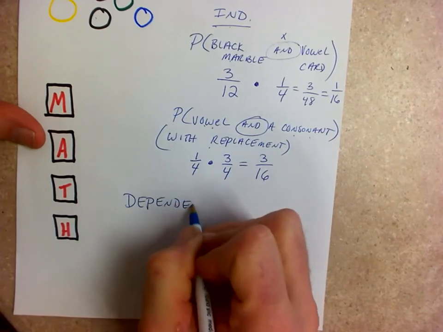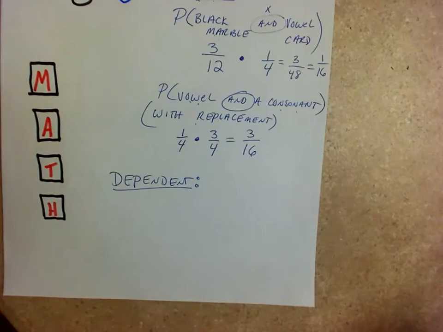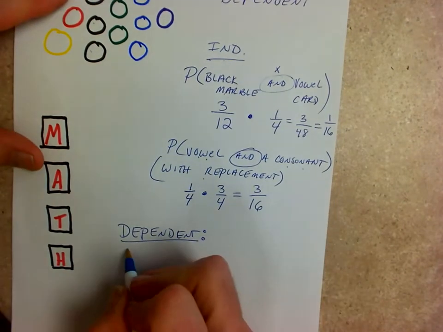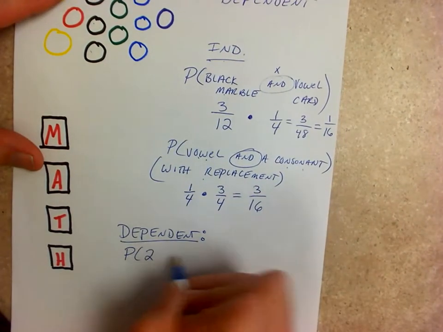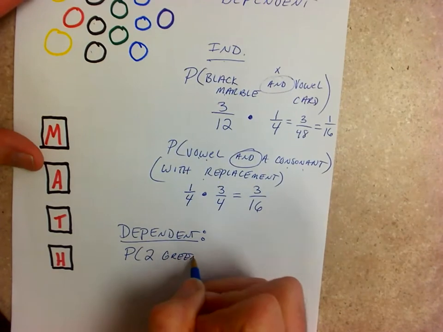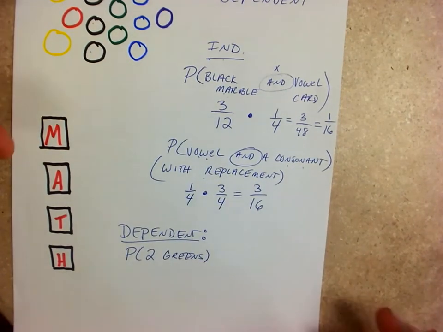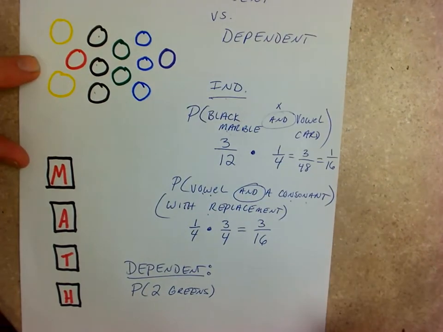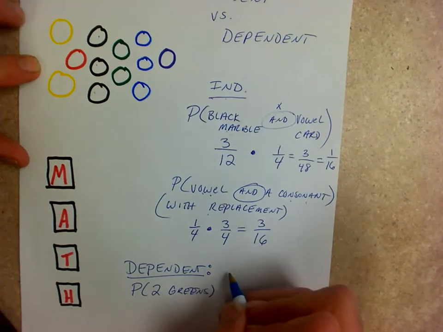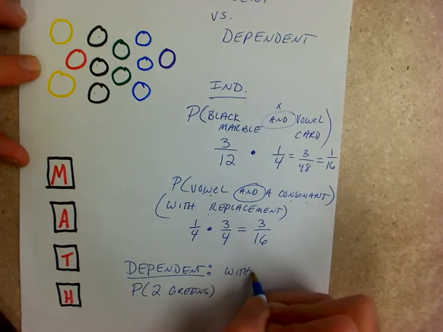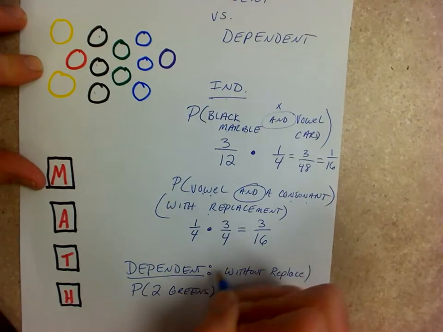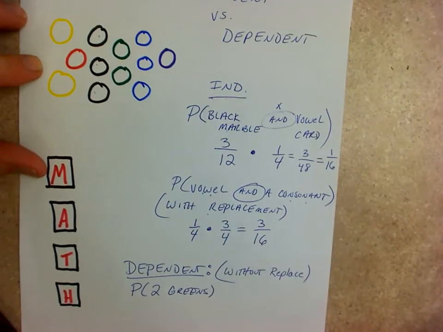Now, dependent probabilities. Very similar setup, but we just need to be careful about our answer. So what's the chances that we pick 2 greens in a row? And so this would be without replacement. So once you pick it, it stays out. You are not replacing your first pick.